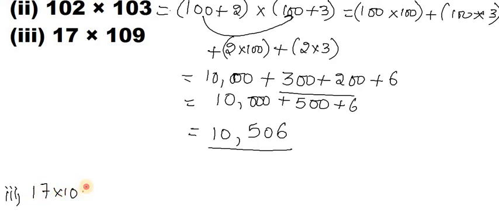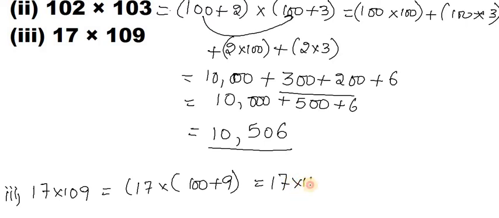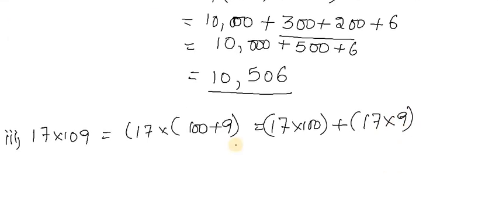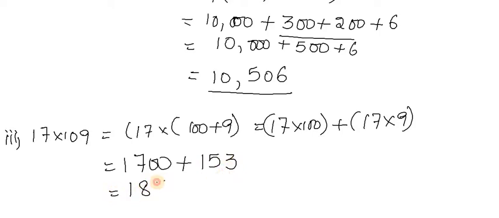17 into 109. So I am not expanding 17, I am just expanding 109. 100 plus 9, 17 into 100 plus 17 into 9. 17 into 100 is 1700 plus 17 9s are 153. After adding you will get 1853. So let's see what the textbook has given to us.